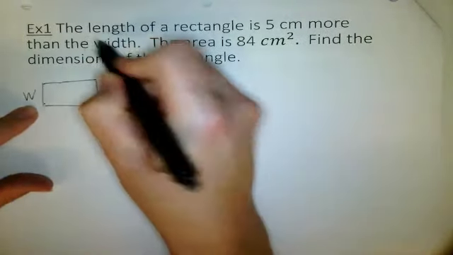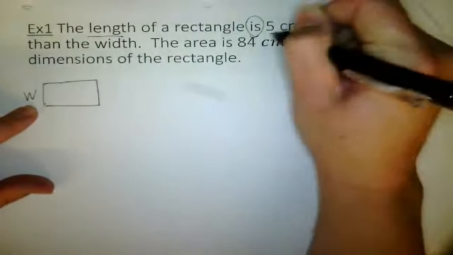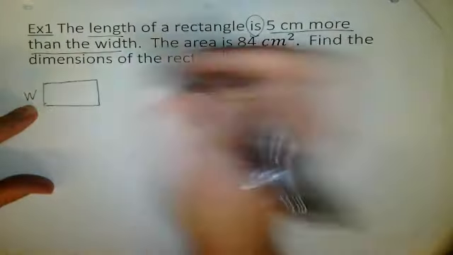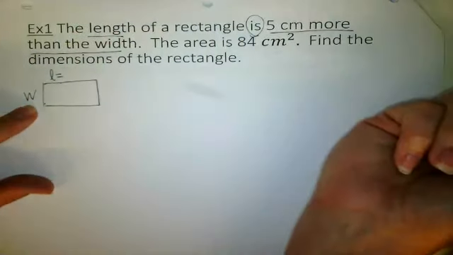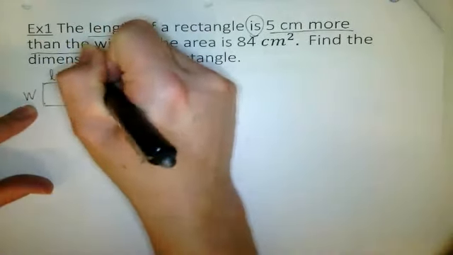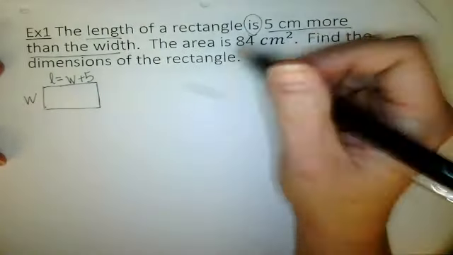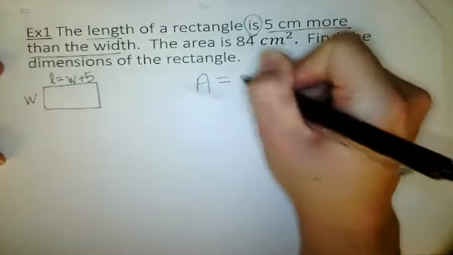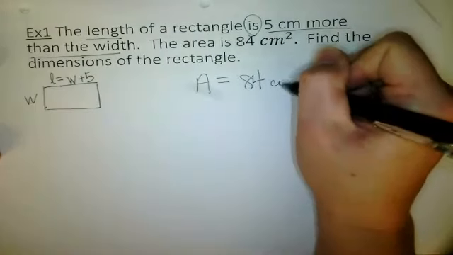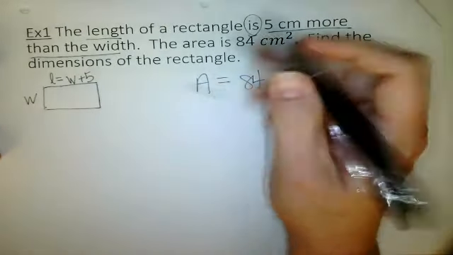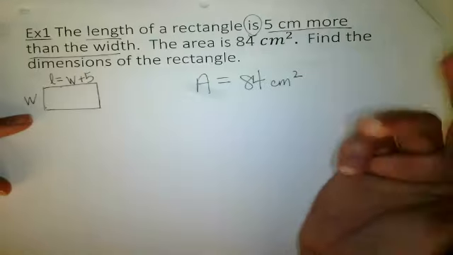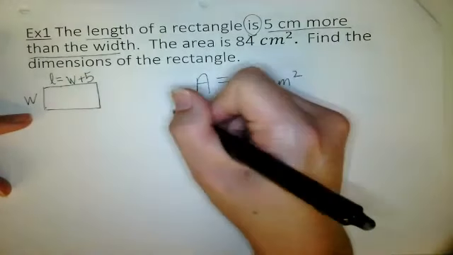At any rate, now I can use my little unknown here to write something for the length. It says the length is 5 centimeters more than the width. So the length is W plus 5. Very good. Now the other thing they told me is that the area is 84 centimeters squared. How do you find the area of a rectangle? Length times width.